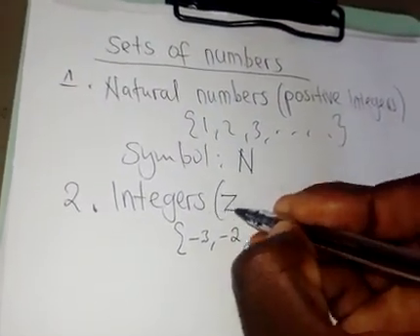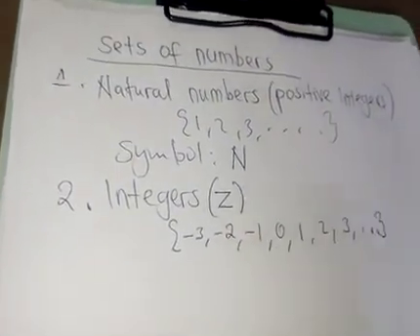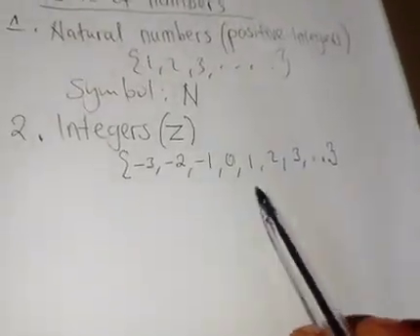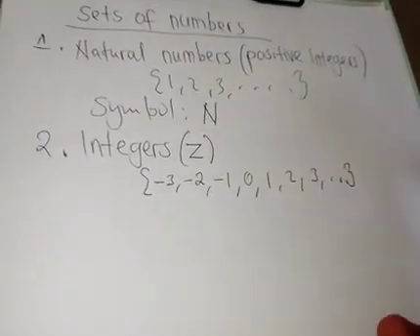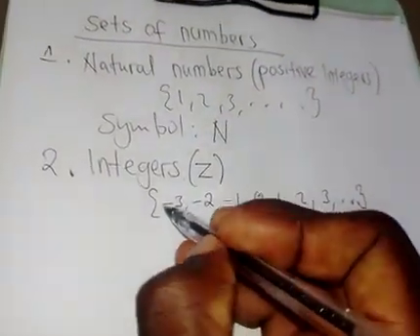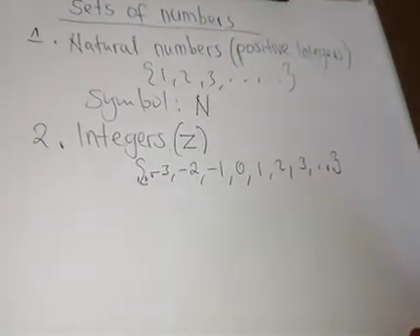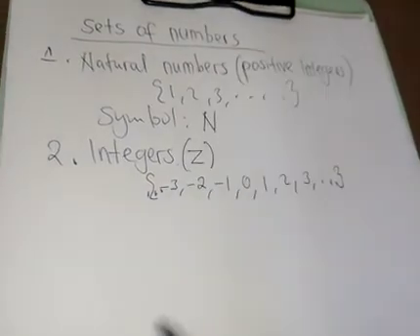So we use capital letter Z representing integers. The counting numbers, negatives and positives, these are the ones we are calling integers. They don't include fractions as well as decimals.